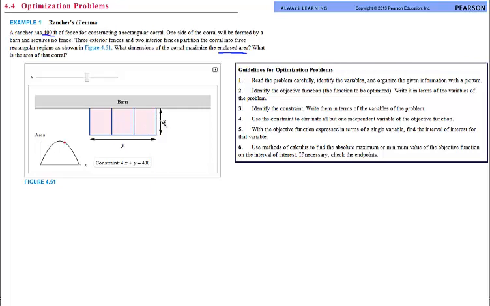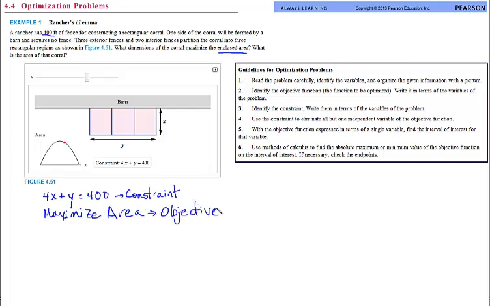Just giving it some variables. I'm going to have 1, 2, 3, 4 of these x's plus 1 of these y's. 4 x's plus 1 y is supposed to equal 400 feet of fencing. This is what I was calling a constraint, because I only have this much material. What I want to do is maximize the area enclosed. So this is going to be called our objective function, because this is what we're really looking for. I know the area enclosed is x times y.